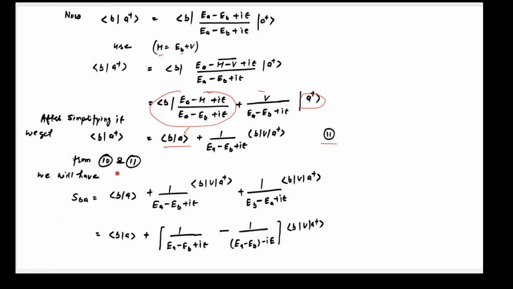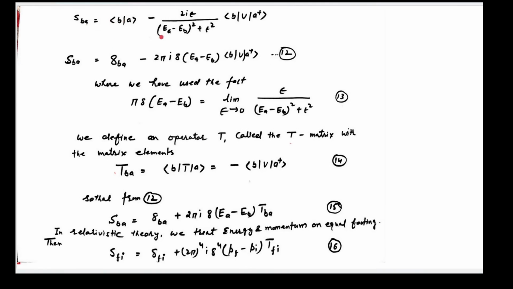So from equation number 10 and 11 we have this. We simplify it, and we will get this. This product of these two states, I have written as delta_BA minus 2 pi iota delta function of (E_A minus E_B) V_BA plus state. So we have used this relation here, and in this equation we will get this.